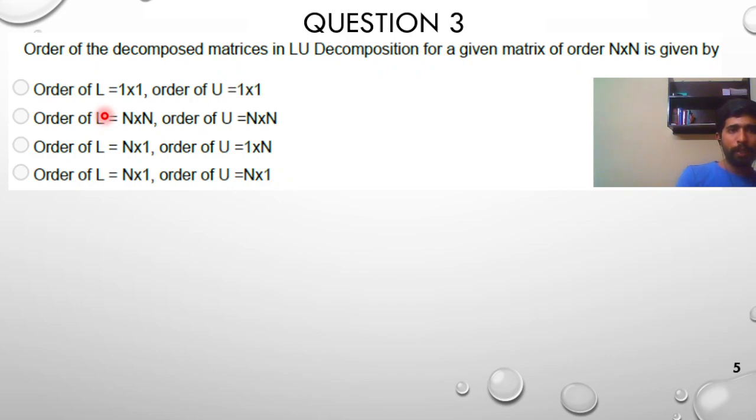Order of the decomposed matrices in LU decomposition for a given matrix of order n cross n. So A is of order n cross n. They are asking what is the order of L and what is the order of U as a matrix. They have written specifically matrix. So what should be the answer?